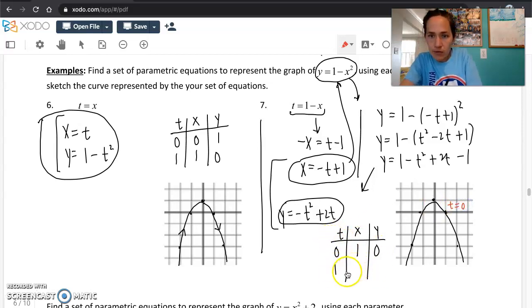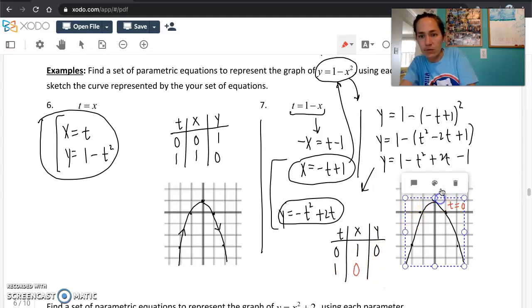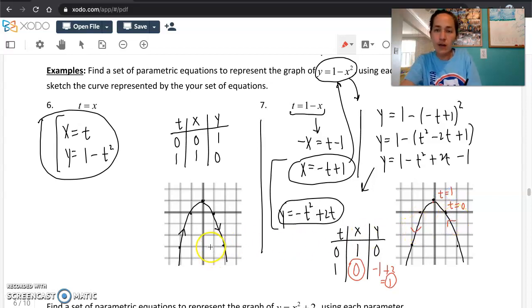Now let's see, is it going left to right or right to left? I plug in a 1, so 1 plugged in here, negative 1 plus 1 gives me 0. And then 1 plugged in here gives you negative 1 squared plus 2 times 1 equals 1, so (0, 1). So it looks like this time t equals 1 falls at that vertex of the parabola. So t equals 1 is up here. And the only difference between this curve and that curve, between these two sets of parametric equations, is they're traced out in opposite directions. One is left to right, the other is right to left.